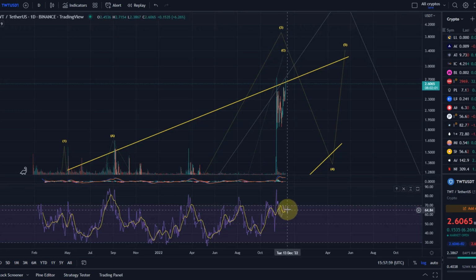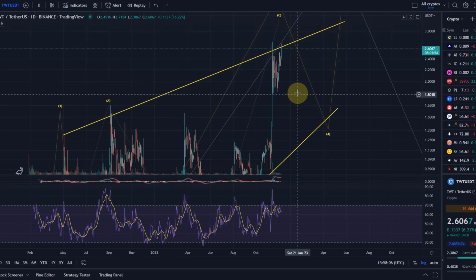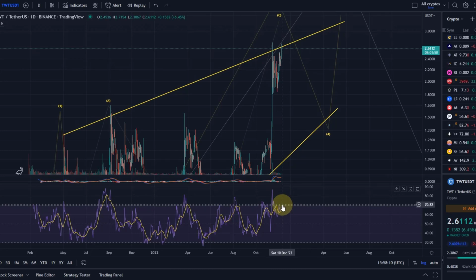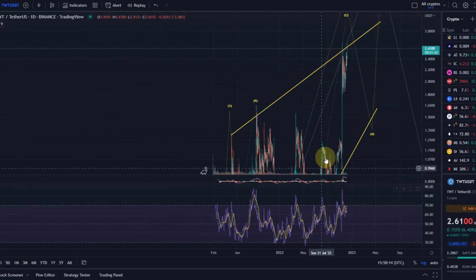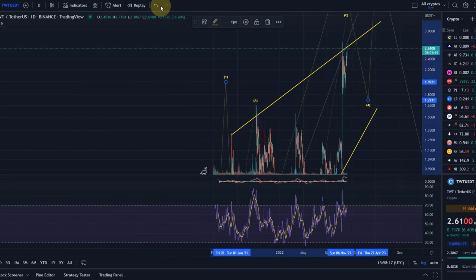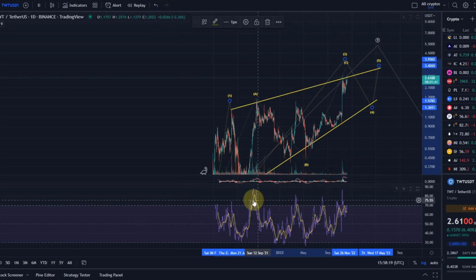In addition to that, on the daily chart we are at the overbought range now at the 70 level. That is also an indication that things will possibly get exhausted here at some point, because just look at this entire chart.